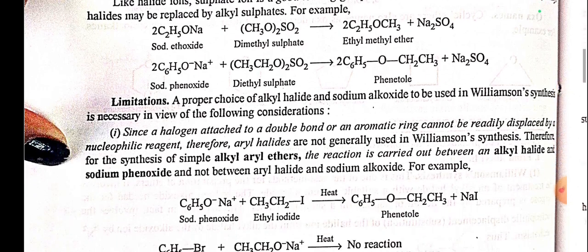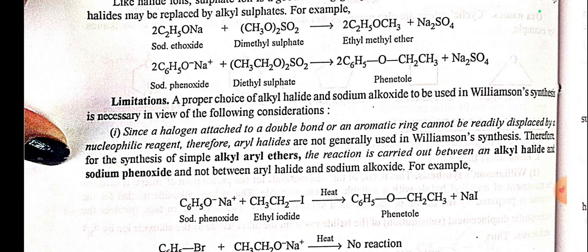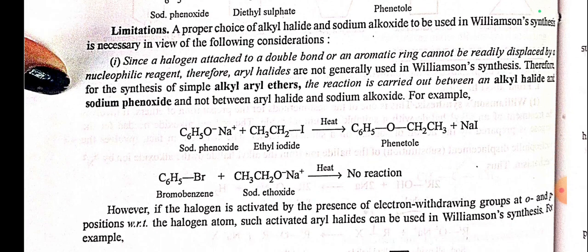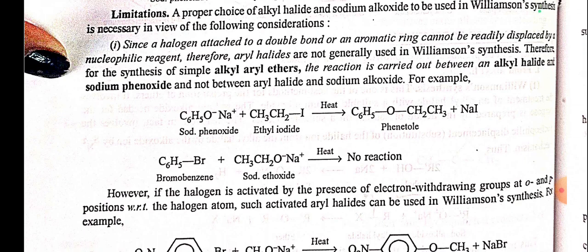Limitation: proper choice of alkyl halide and sodium alkoxide to be used in Williamson synthesis is necessary in view of the following consideration. Since a halogen attached to the double bond or an aromatic ring cannot be readily displaced by nucleophilic reagent, therefore aryl halides are not generally used in Williamson synthesis. Therefore, for the synthesis of simple alkyl aryl ether, the reaction is carried out between an alkyl halide and sodium phenoxide and not between aryl halide and sodium alkoxide.